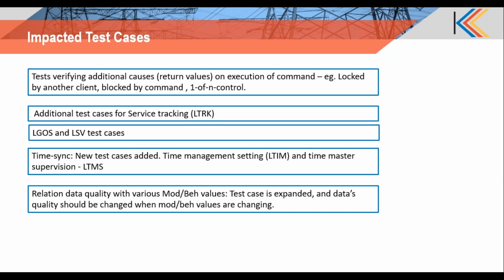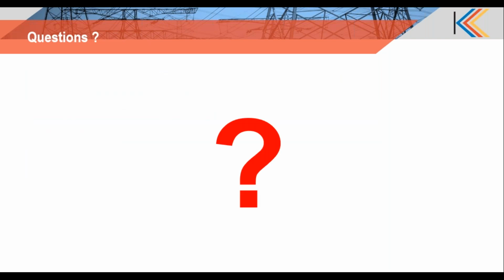And also there are some additional test cases, or some of the existing test cases were expanded with additional clarifications or clarity on the test procedure to test the quality flag, how the quality should change when mod behavior values are changing. So as I was telling, this is not an exhaustive list of all the new test cases or the impacted test cases, but here I have tried to list down all those major test cases that got impacted, and additional major tests that you have to consider when you are migrating from edition 1 to edition 2. And that covers my agenda items.